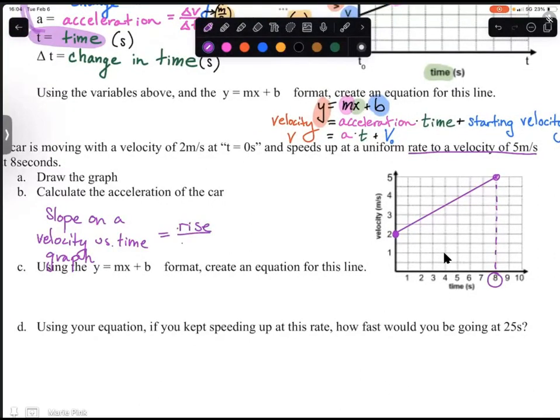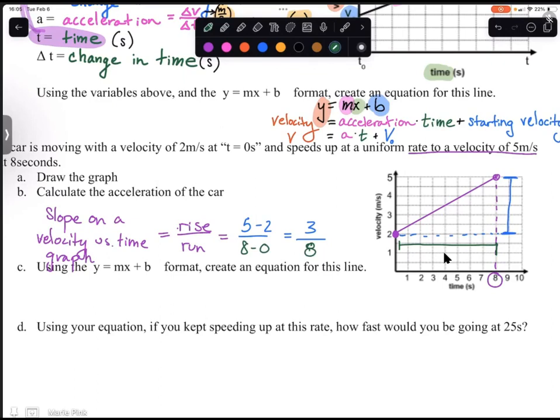And so the slope on a velocity versus time graph is rise over run. When I'm finding my slope, I just need to make sure that I'm paying attention to how much it goes up, which is not 5. It's starting at a height of 2 on here. And so when I start with a velocity of 2 and I go to 5, that means I'm going to go up 5 minus 2, which is 3. And then my run is how much it goes over, which I'm starting at 0 and going to 8. So that's going to be 8 minus 0, which is just 8.